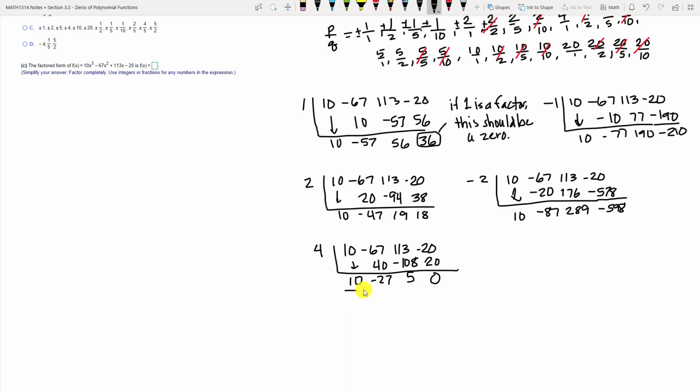So these numbers right here represent the coefficients on a new polynomial, and that new polynomial is 10x squared minus 27x plus 5. And now x squared functions, we know how to factor those. If they can be factored, we know things like quadratic formula, or we know completing the square, AC method. There's a lot of different ways to do this.